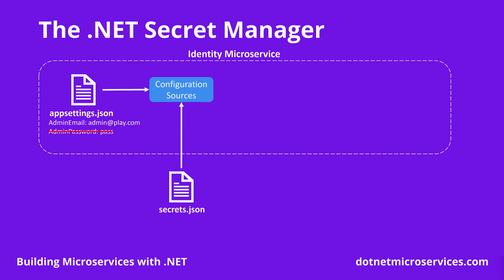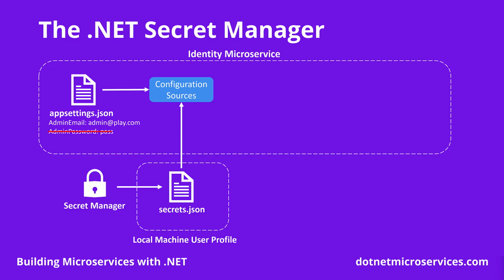This file is completely separate from your codebase. In fact, it lives in your local machine user profile. You could add values manually here, but you don't have to. In fact, you don't even need to know where this file lives, because there's a built-in .NET tool designed to deal with this file, the .NET Secret Manager. You can use the Secret Manager to create, update, or remove secrets in this file, while at the same time getting the secrets associated to your microservice projects.